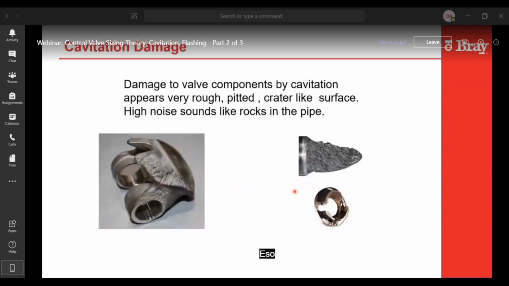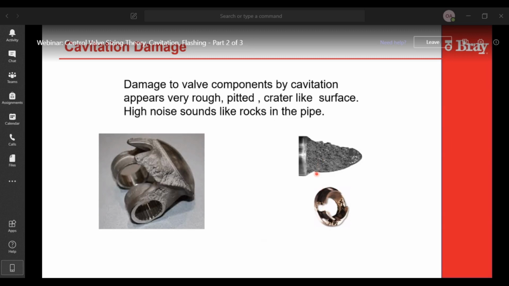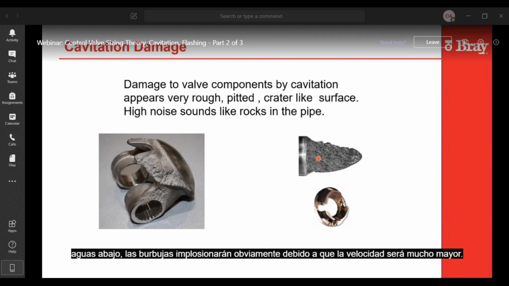So the damage is very rough because it's pitting, a fatiguing of the metal, basically chipping away at the metal with jets of gas that are released. You can see the plug and seat on the right, and then there's a rotary valve. You get the same kind of damage in a rotary valve as well, and it just depends on how big a pressure drop you're taking as to where the bubbles will implode. The higher the pressure drop, the further downstream your bubbles will implode, obviously, because the velocity will be a lot higher.